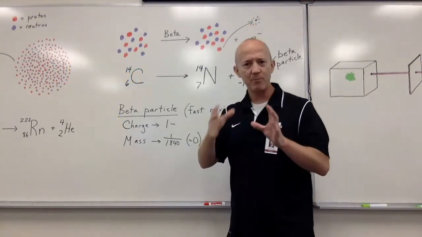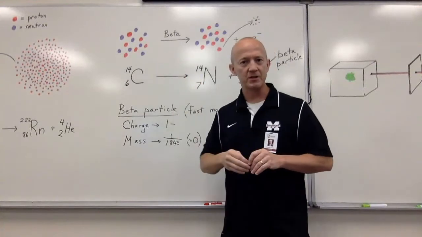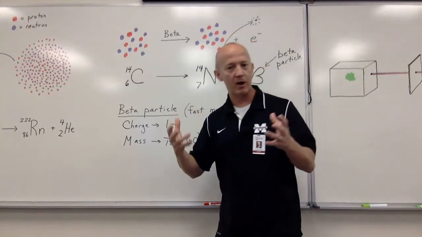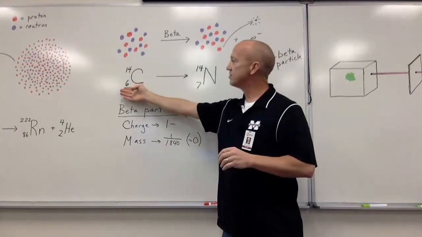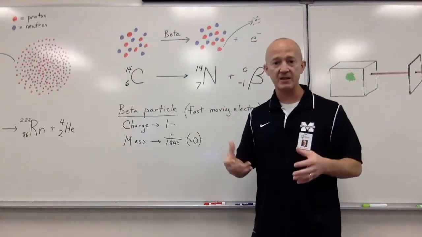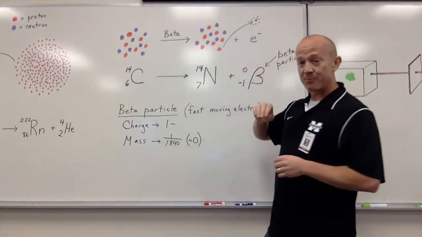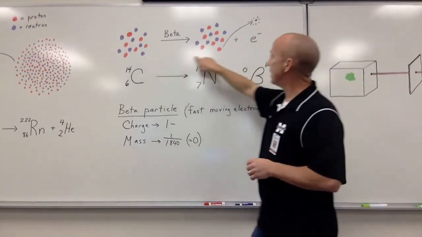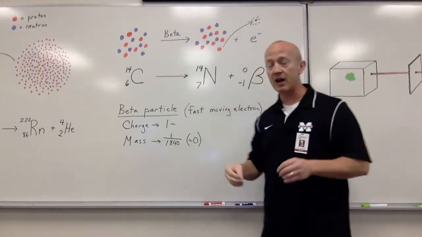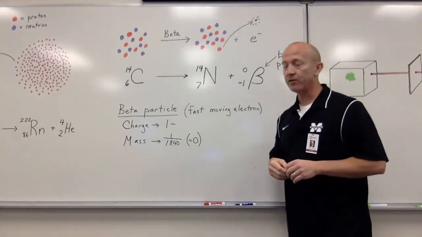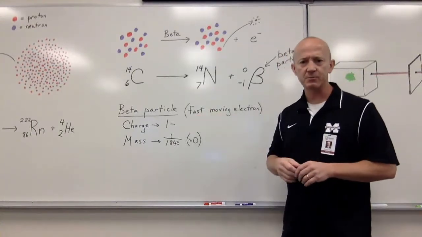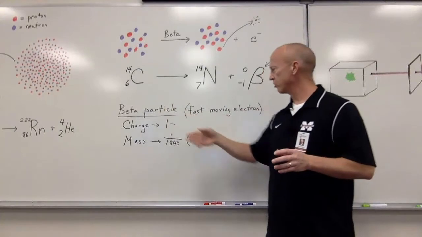You get it? So in beta decay, one of the down quarks in this neutron changes sides and becomes an up quark. Isn't that wild? So now you've gone from having 6 protons to 7 protons. And in doing so, you've changed the identity of the element. In the process, as this neutron becomes a proton, it spits out a very, very high velocity electron. We call that a beta particle. And a beta particle is just basically a fast-moving electron. So when you hear beta particle, just think electron.